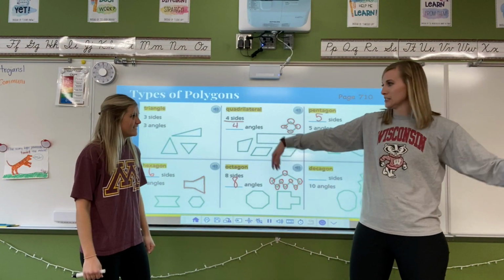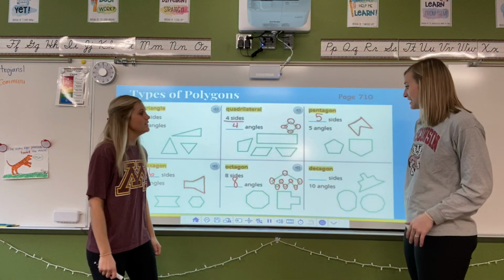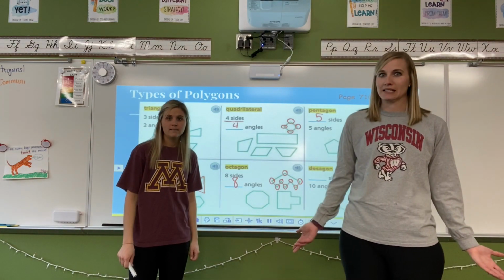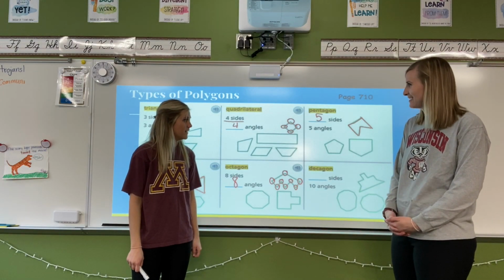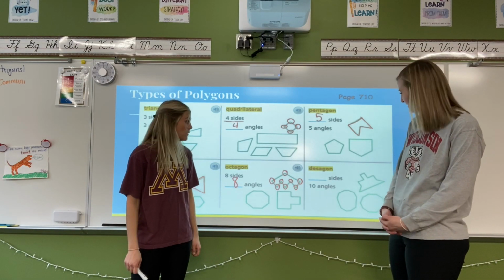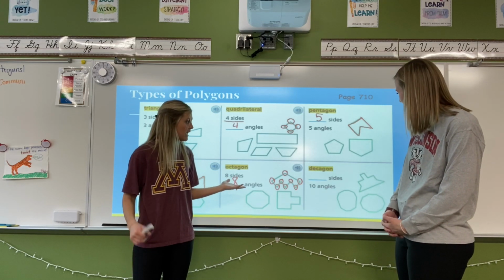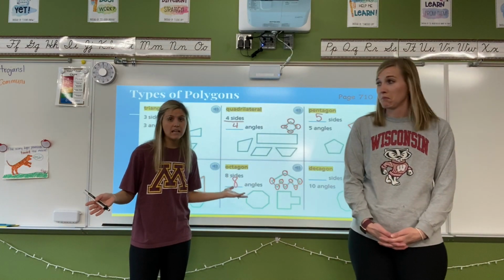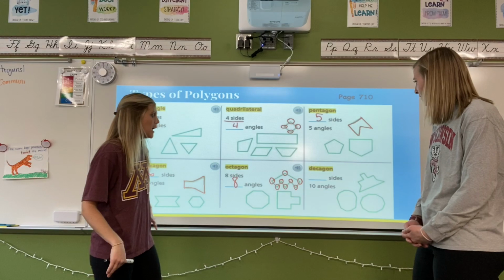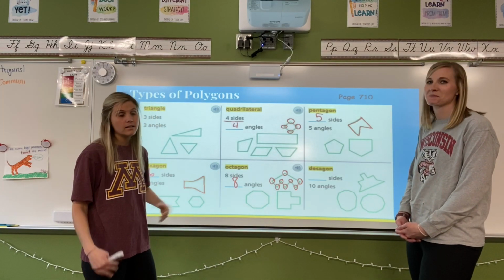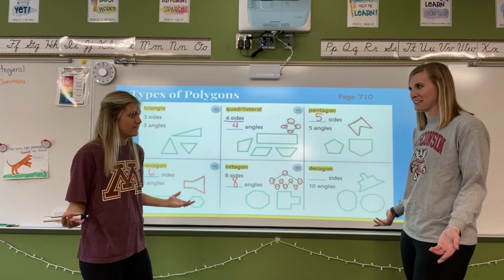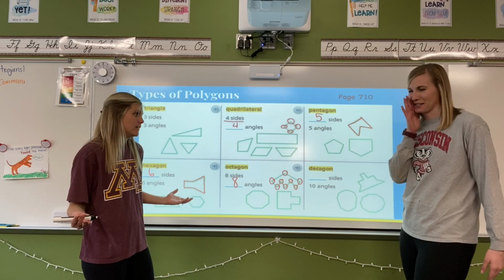And the last one, a decagon. What is that? That's kind of a cool one. That one says it has blank sides and 10 angles. Looking at our pattern, I'm going to guess that there's 10 sides because there's 10 angles. That makes sense. Should we count them? Let's double check.